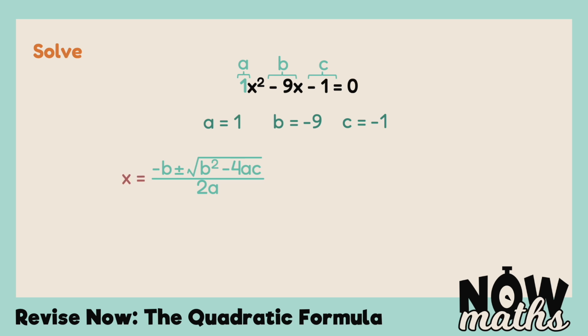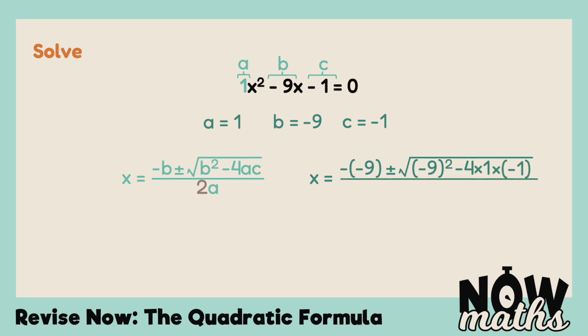So we're going to write down that x equals -b, which for us is going to be -9, which of course if you wanted to you could write as +9, plus or minus the square root of b squared, which is -9 squared, subtract 4 multiplied by a, which is 1, multiplied by c, which is -1, and the whole thing is over 2 multiplied by a, which is 1.